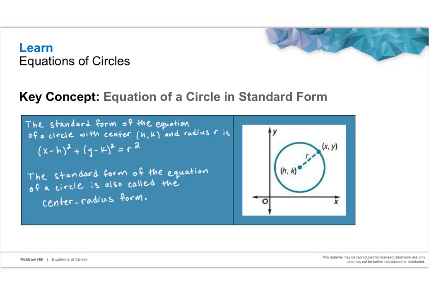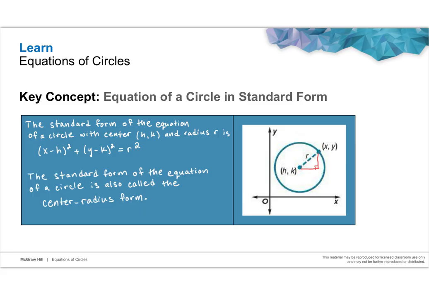Our key concept here, the equation of a circle in what's known as standard form. When we're looking at the equation of a circle in standard form, we have x minus h all squared plus y minus k all squared equals r squared. Now this should look like the structure of the Pythagorean theorem that you are used to seeing. So think about how you could create a triangle off of this radius here, a right triangle.